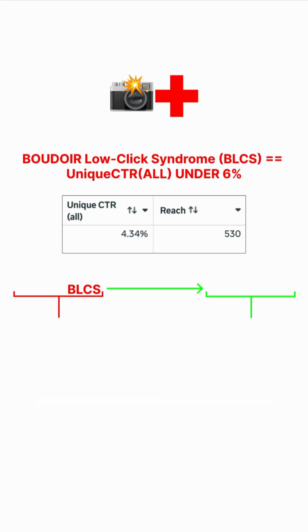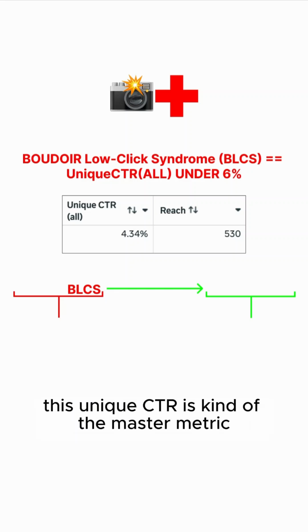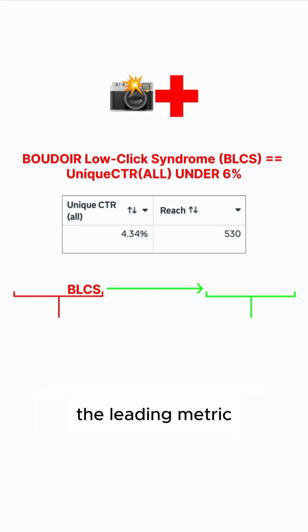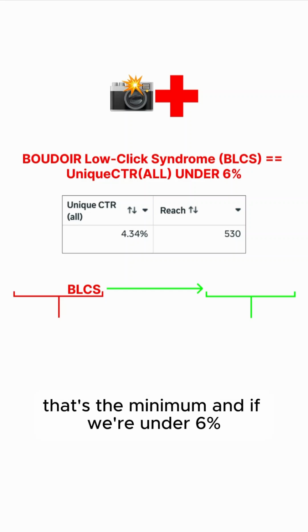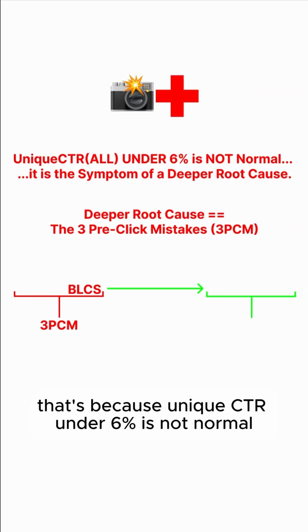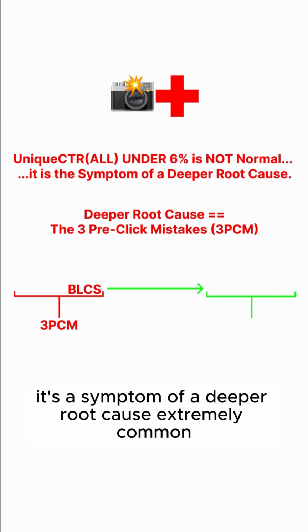enters their brain. So unique CTR is kind of the master metric, the leading metric. We gotta get this up as high as possible. 6% is the floor, that's the minimum. And if we're under 6%, we got a massive problem. That's because unique CTR under 6% is not normal. It's a symptom of a deeper root cause.